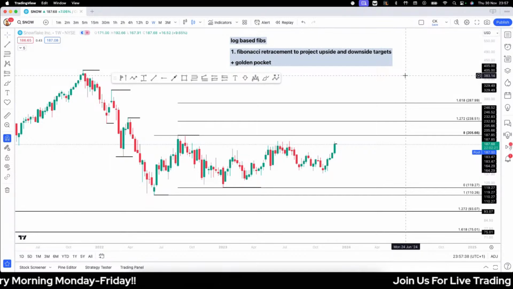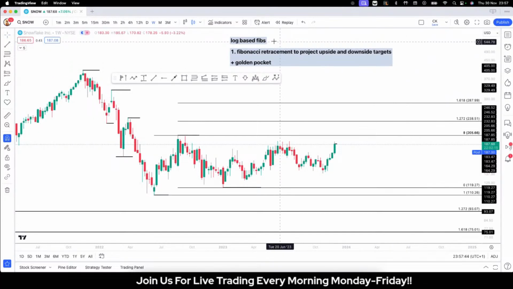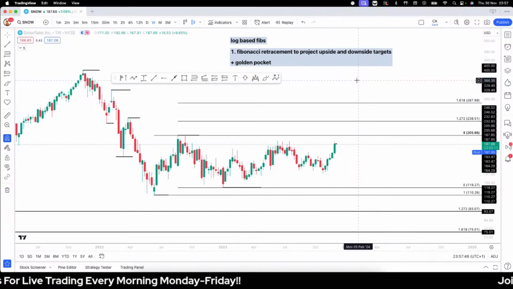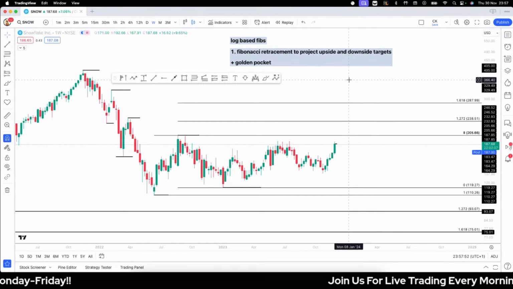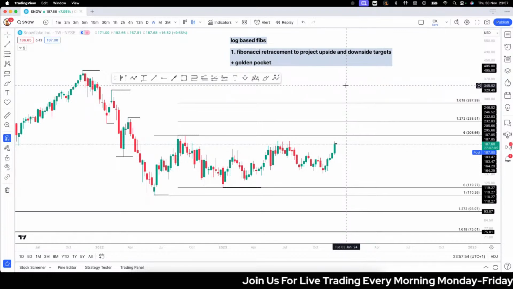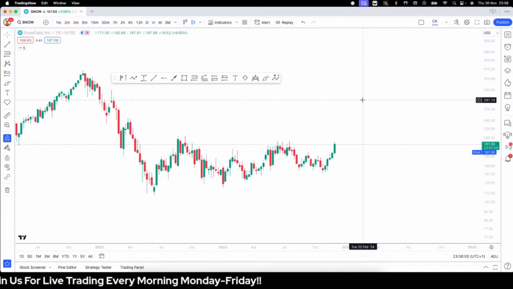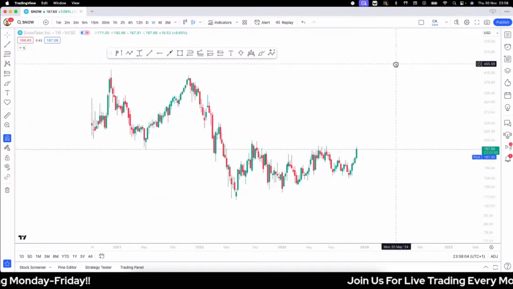So yeah, that's basically the first part of our session here on the first log-based Fibs to project upside and downside targets. So I hope that's clear. Duck, if you want to add in anything before I move to the second use case of it. Oh, all good. So I'm just going to remove everything. We need to move on a little bit because I still have two different things to talk about, right?